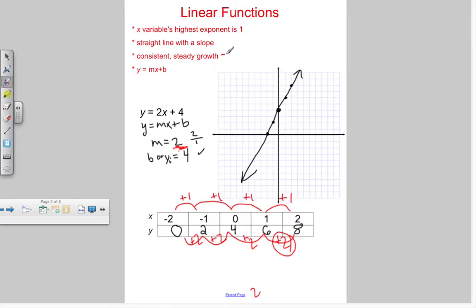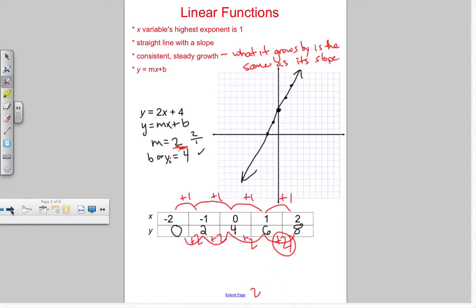Okay, so you may want to say that. What it grows by is the same as its slope. Okay?